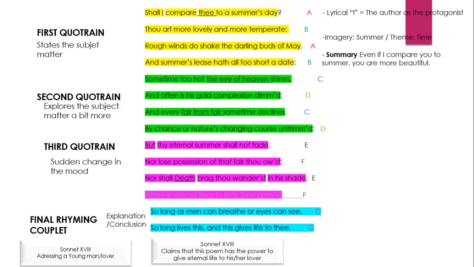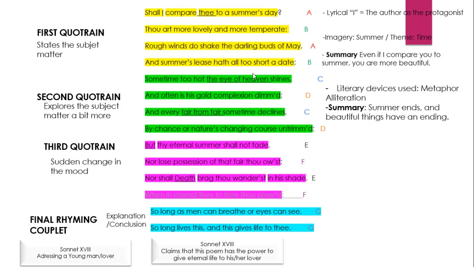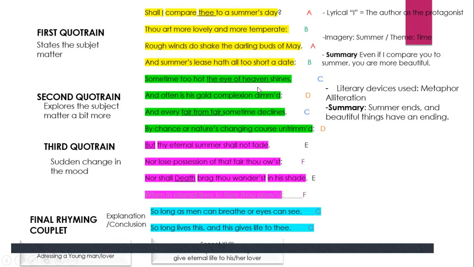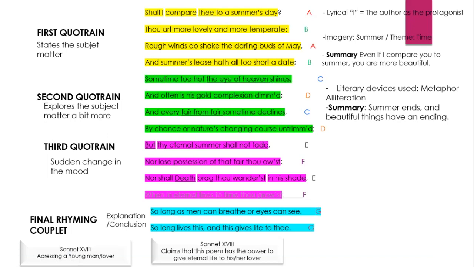Let's go to the second quatrain. Sometime too hot the eye of heaven shines. What is the eye of heaven? The eye of heaven is the sun. Yes, and this is a metaphor, because he's comparing the sun as if it were the eye of heaven, and it is also personification of the sun. Personification is a literary device used in literature that gives human attributes to an object.